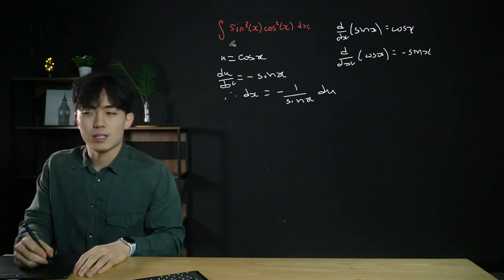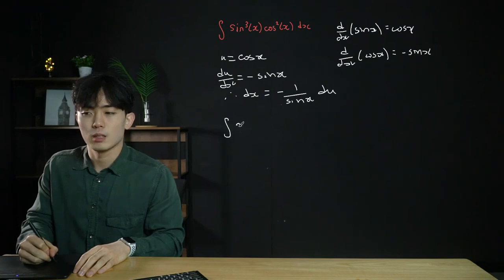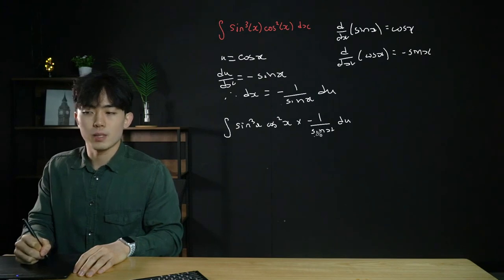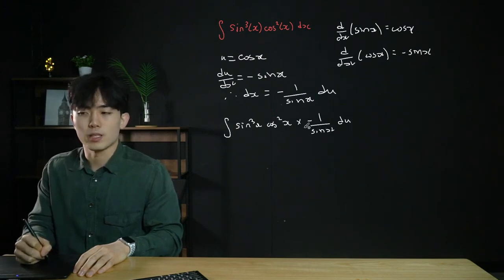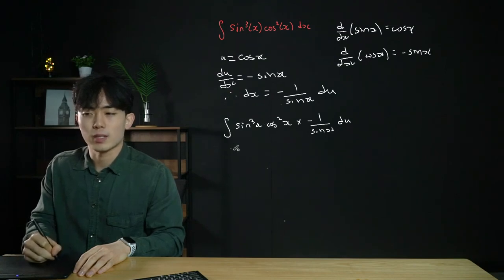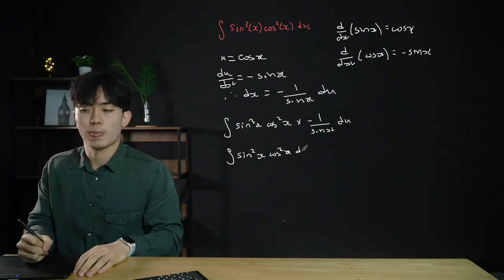I'm now going to replace it straight into this integral because there's a reason why we're going to do this. So we're going to have sine cubed x cos squared x times negative 1 over sine x du. You can see here now, this is minus 1 over sine x. One of these sine cubed x can be cancelled out, okay? So we can say it's now equal to sine squared x cos squared x du.